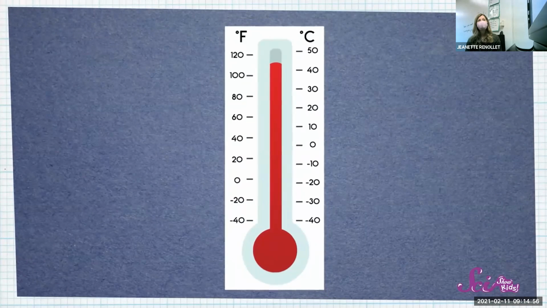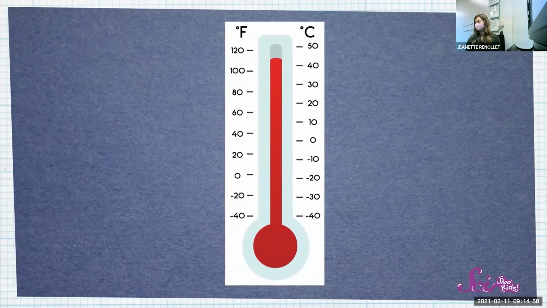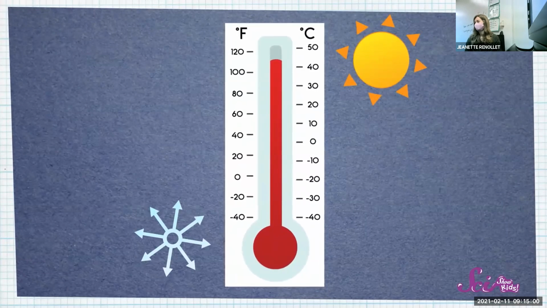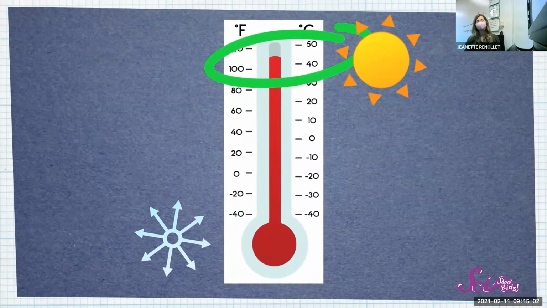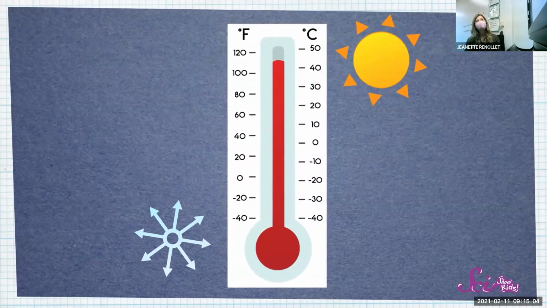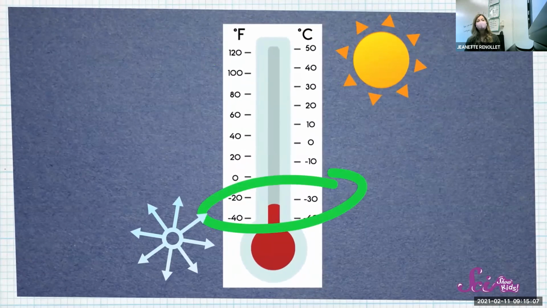Besides going outside to see and feel what the weather is like, you can also look at a thermometer to find out more about the weather. This is a thermometer. It tells you what the temperature is outside, how hot or how cold it is. The higher the liquid is inside of the thermometer, the hotter it is outside. And the lower the liquid is, the colder it is outside.